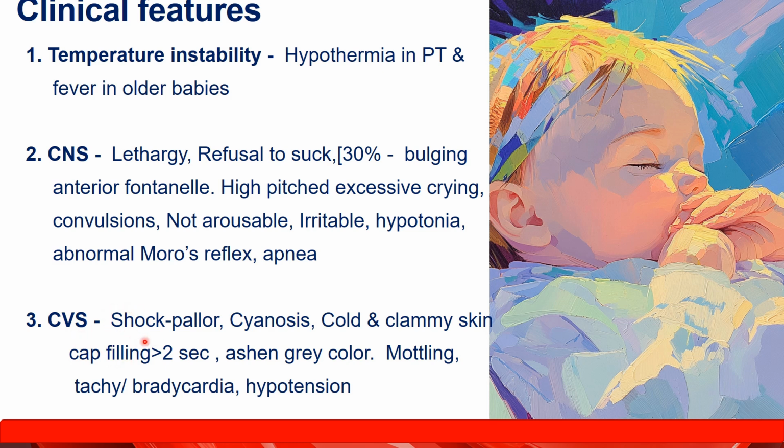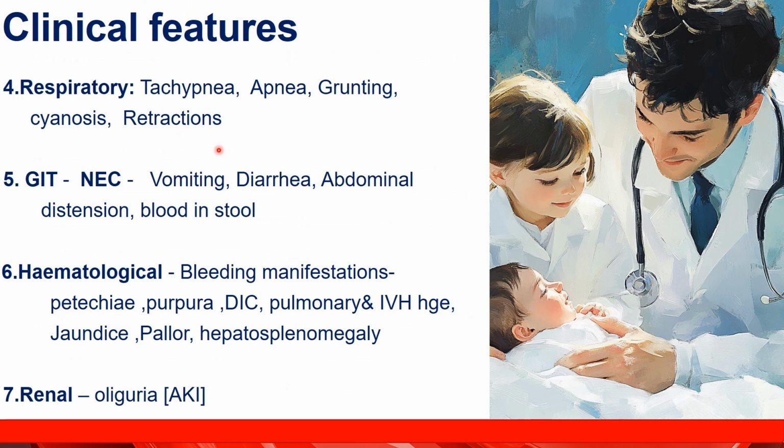Cardiovascular system: there can be features of shock like pallor, cyanosis, cold and clammy skin, capillary refill time more than 2 seconds, prolonged, indicating hypoperfusion. Ashen grey color can be noticed, mottling of skin can be there, tachycardia, bradycardia, or hypotension can be there. In the respiratory system, there can be tachypnea, apnea, grunting, cyanosis, or retractions. In the GIT, there might be features of necrotizing enterocolitis, which may be vomiting, diarrhea, abdominal distension, or blood in the stool, and intolerance of feeds is a very early feature.